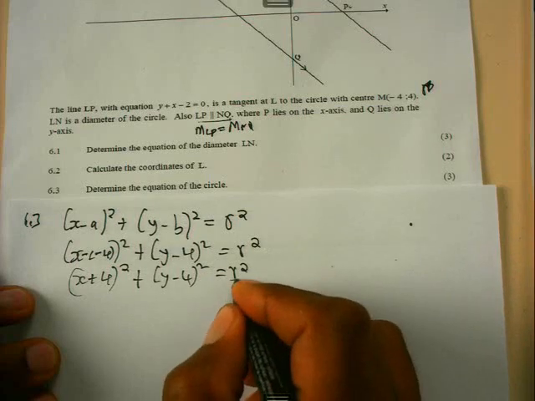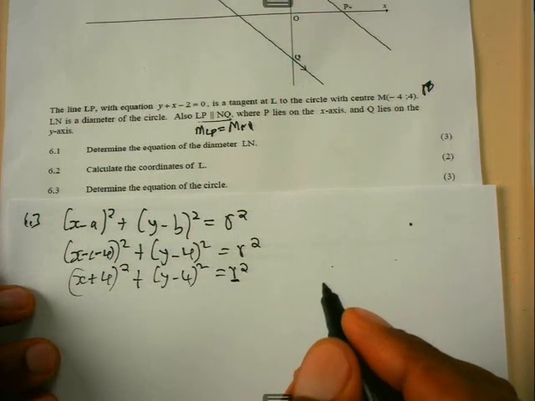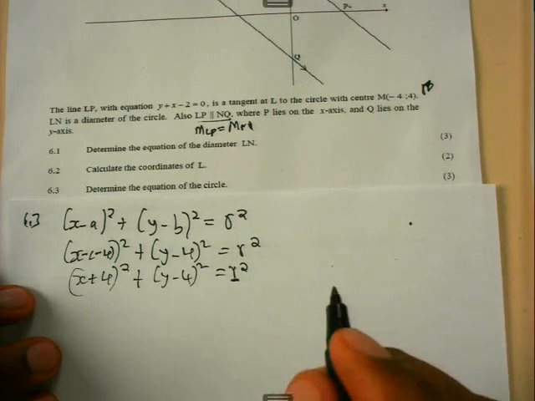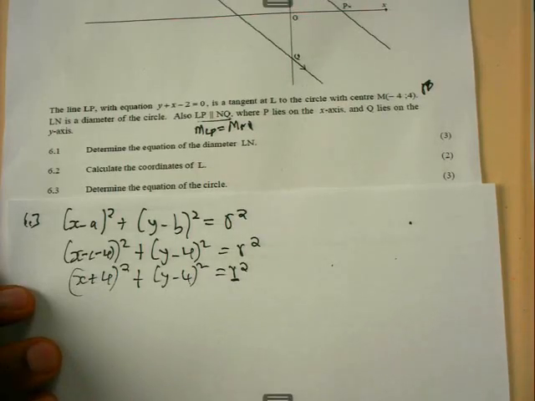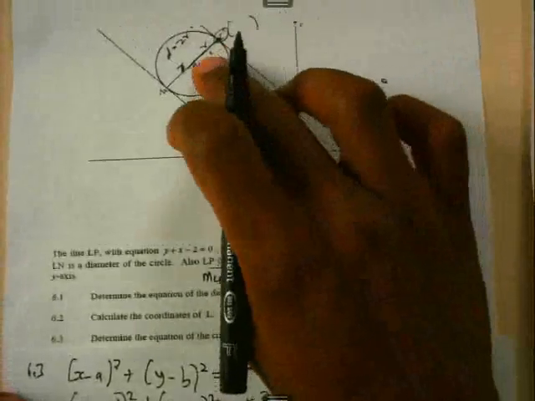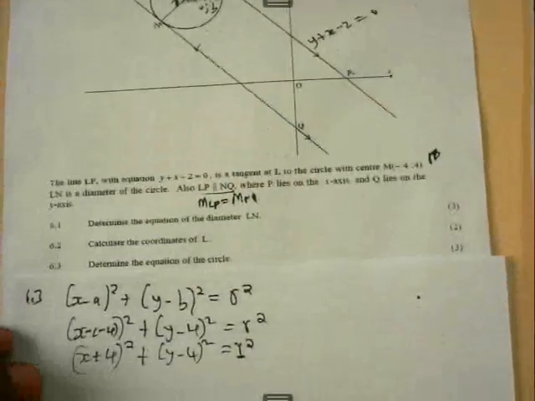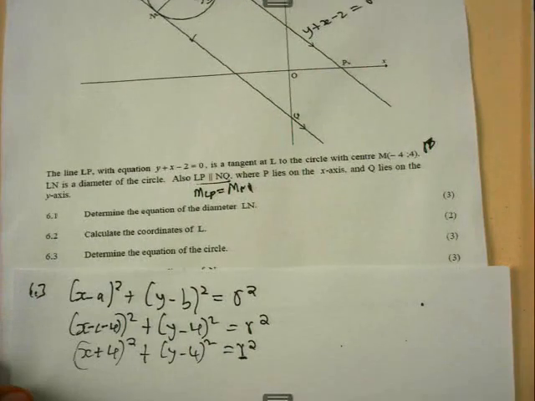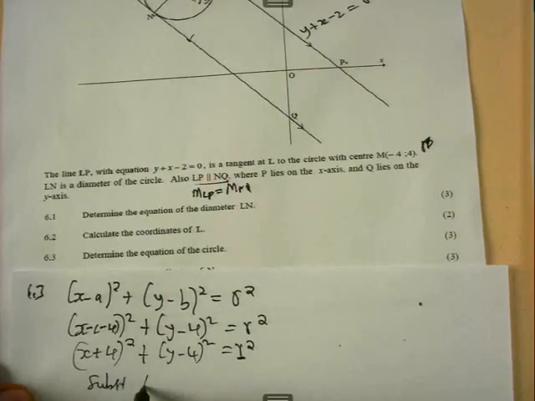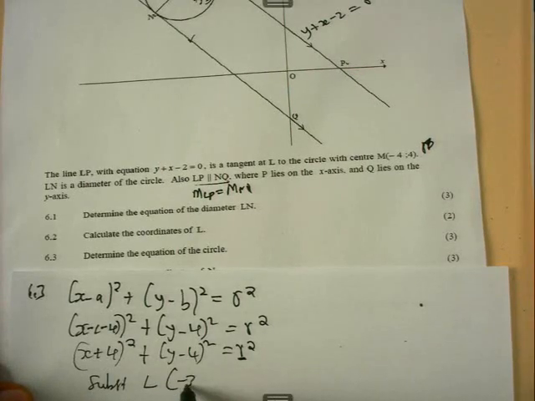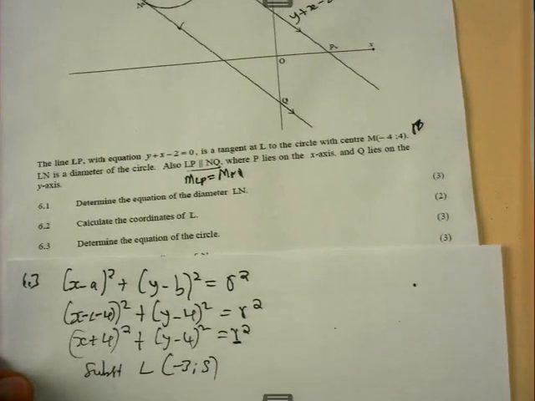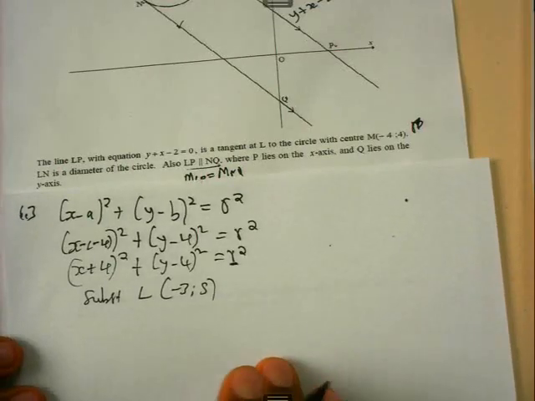But the problem now is we don't know what the value of r is. If we can have the value of r, then we will have the equation of the circle. Now, what must we do? We just take the point, because we said we don't have the radius. It means you must use that point, point L. Now we substitute point L, which is minus 3 and 5. We substitute this to get the value of r.